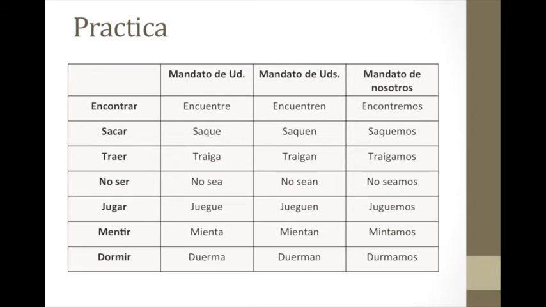Mentir, mienta, mientan, it's an E to IE stem change, meaning "to lie." Mintamos would be a chancla verb that we haven't studied too much, but it's important to have down. Dormir, finally, duerma, O to UE stem change, flipped ending. Duerman, same idea, but rather durmamos, the O to U from the chancla of the preterite tense and the flipped ending. And that'll sum it up for commands.